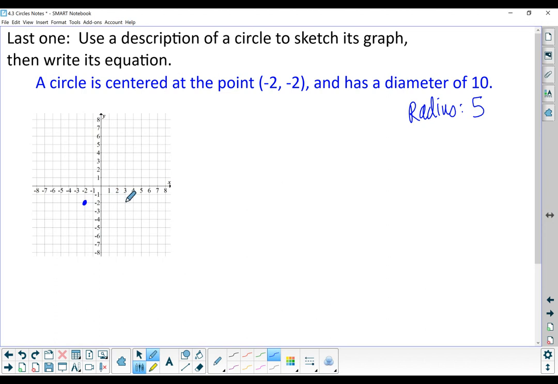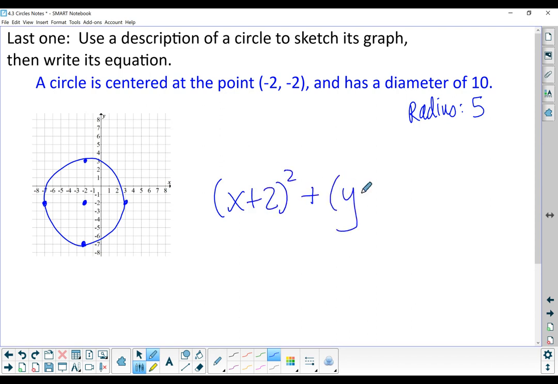1, 2, 3, 4, 5. Up 1, 2, 3, 4, 5. To the left 1, 2, 3, 4, 5. And then down 1, 2, 3, 4, 5. So here's what my circle looks like. So our equation is going to be x plus 2 squared plus y plus 2 squared, that's a lot of 2's, is equal to, and then r squared would be 25.